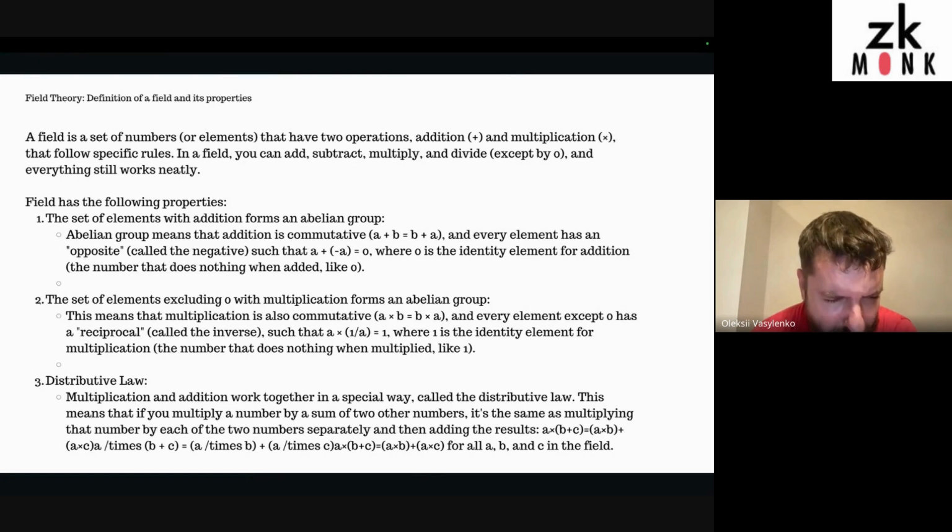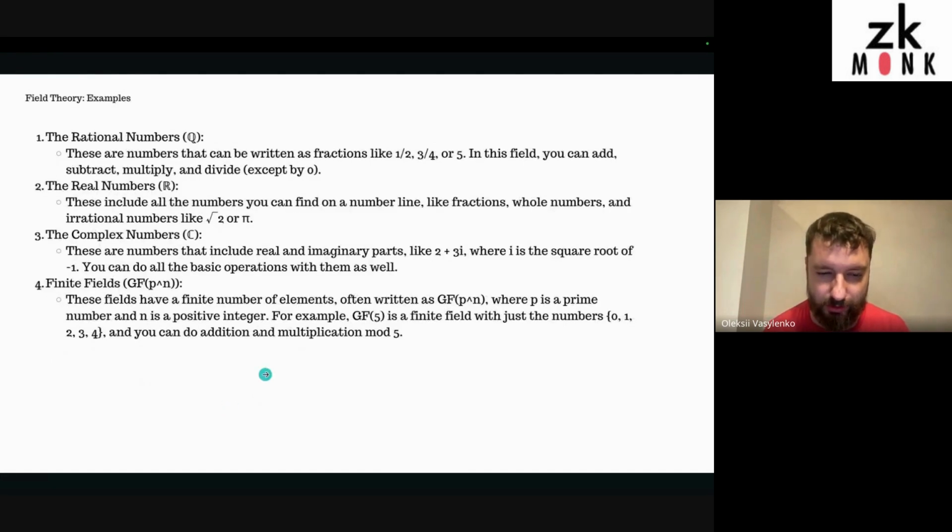And multiplication and addition work together in a special way called distributivity. This means if you multiply a number by the sum of 2 numbers, it is the same as multiplying every number and summing at the end. It's pretty straightforward algebra, maybe 5th grade, but it's also very important that in field theory it all follows the rules, because there might exist some structures that are not following them.